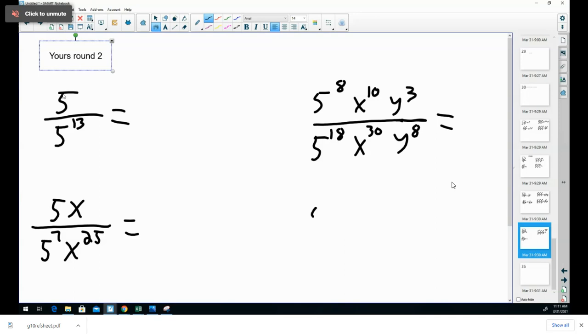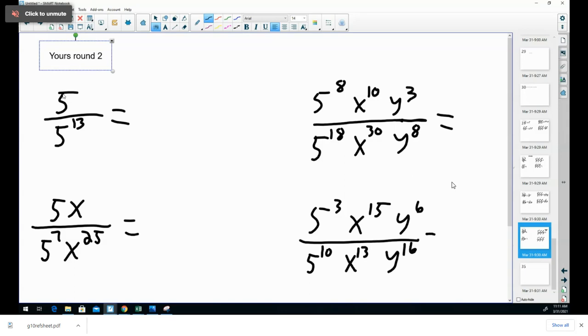And the last one, 5 to the 3rd, x to the 15th, y to the 6th, over 5 to the 10th, x to the 13th, y to the 16th. Okay, so pause and do those, and that will be it for today.